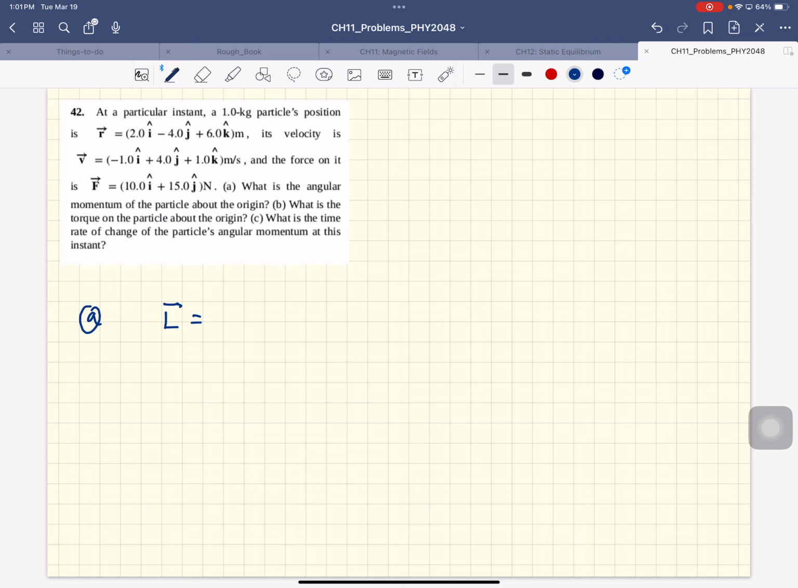So angular momentum is defined as r cross momentum. Okay, so it's r cross mass times velocity, where r is the vector from the point about which you're calculating the angular momentum. You can calculate the angular momentum about any point. So if you're calculating the angular momentum about the origin, then r is a vector from there.